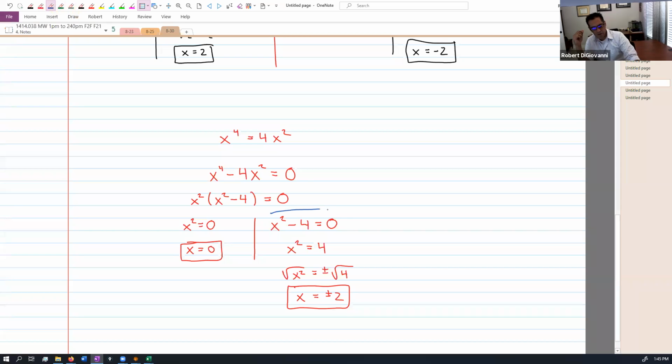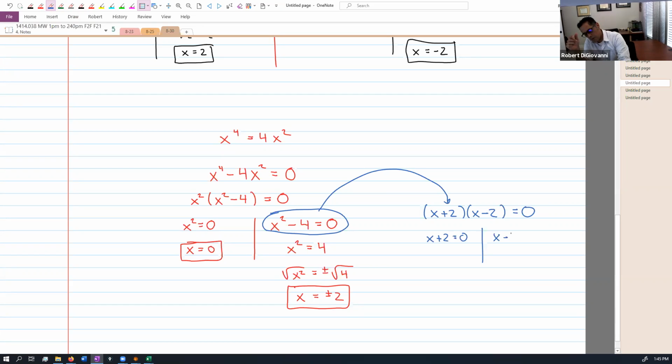Here's something else you could have done at this step. If you wanted to, you could have looked at that as a difference of squares. Because isn't x squared minus 4 equal to x plus 2 times x minus 2? And then you could have set each of those factors to 0, and you would have got the same two answers, negative and positive 2.